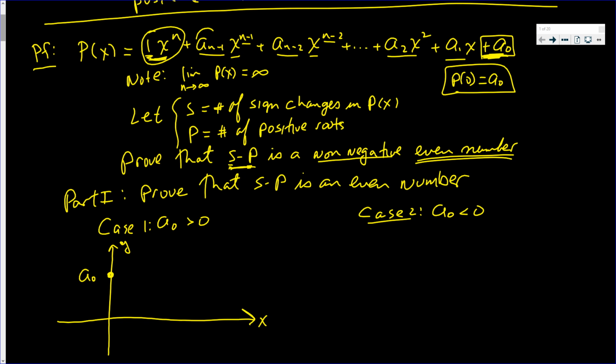Now, the graph can go like that. That would be that p is 0. There were no positive roots. Or maybe the graph comes down and just touches. We're going to call that a double root. We're going to say p is 2. Or maybe it crosses like that. Remember, it has to come back up and go to infinity.